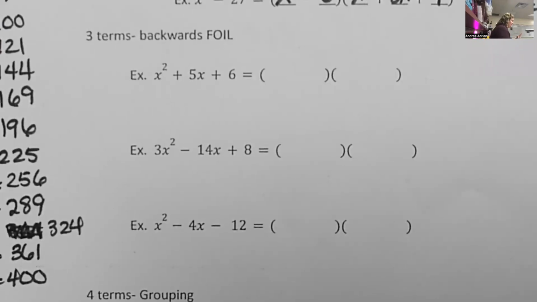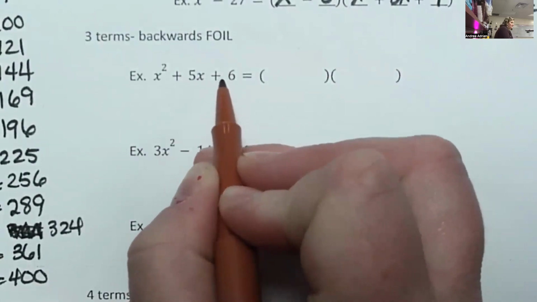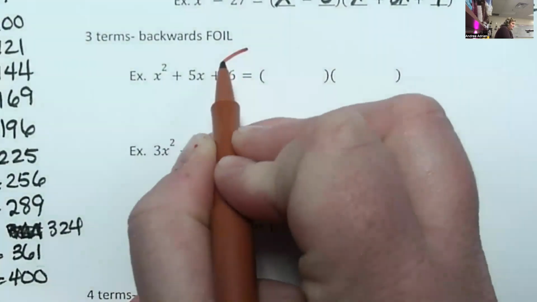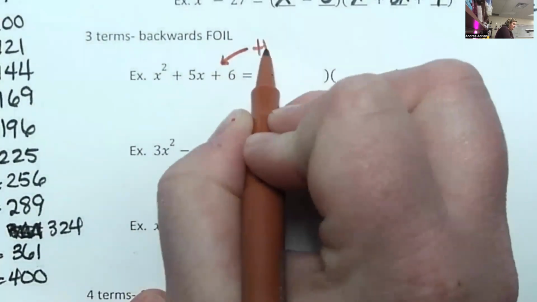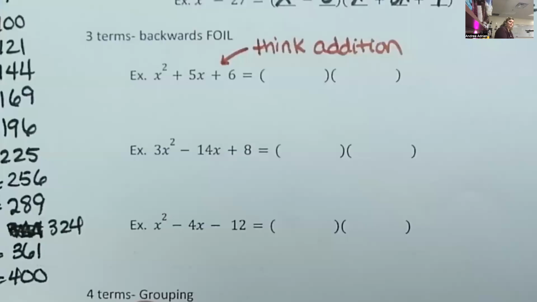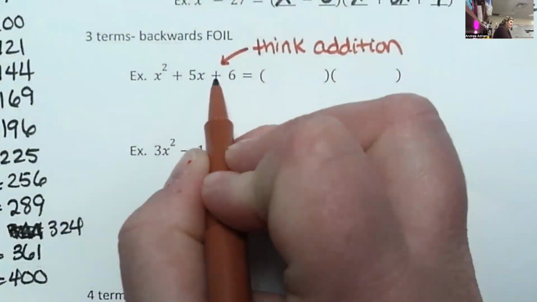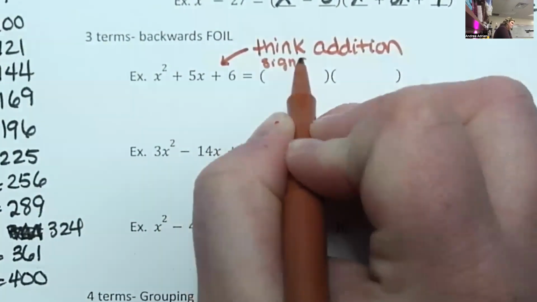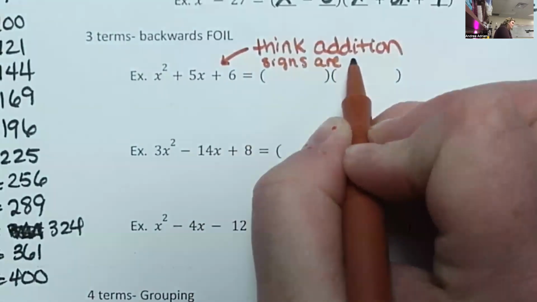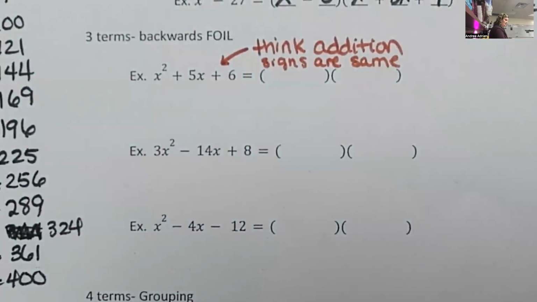All right, so on your note sheet, you see this little plus sign here? If it has a plus sign here, that means you need to think addition. Okay, think addition. This is on our note sheet. We're going to do the backwards FOIL. We're finishing the note sheet. It also means if there's an addition sign here, that means that the signs are the same. But that's less important. Think addition is what I want you to get out of it more than anything.